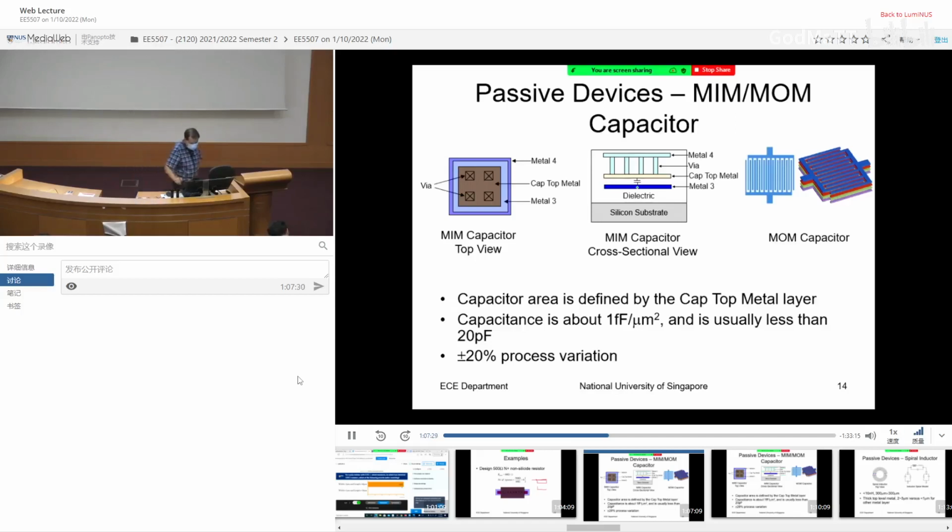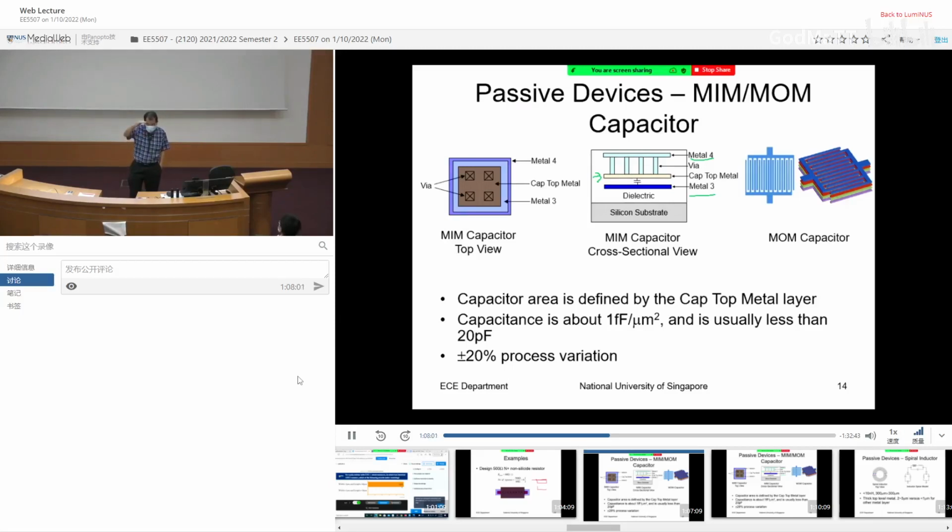So for example, usually in the process, we already have metal 4, metal 3. So these are the typical metal out there for routing. You don't care about accuracy. As long as the metal is there, they can make the connection. You are happy. But if you want to make a capacitor, you need additional special area, special layer. This layer is called capacitor metal. It's sandwiched between metal 4 and metal 3. It needs to be tightly controlled.